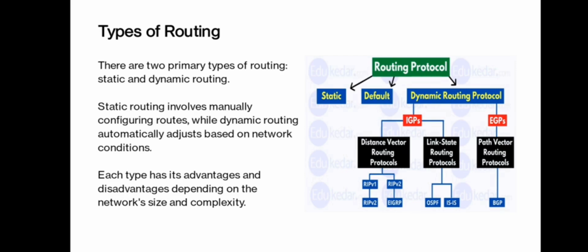Next is dynamic routing. In dynamic routing, it automatically adjusts routes based on current network conditions, improving adaptability and efficiency.